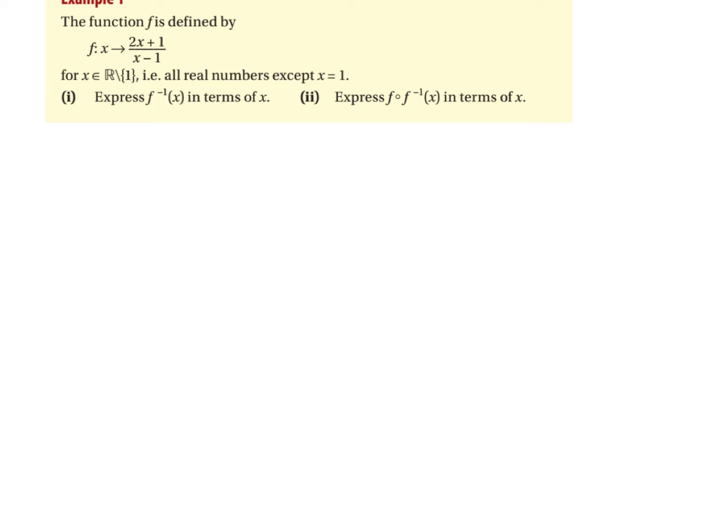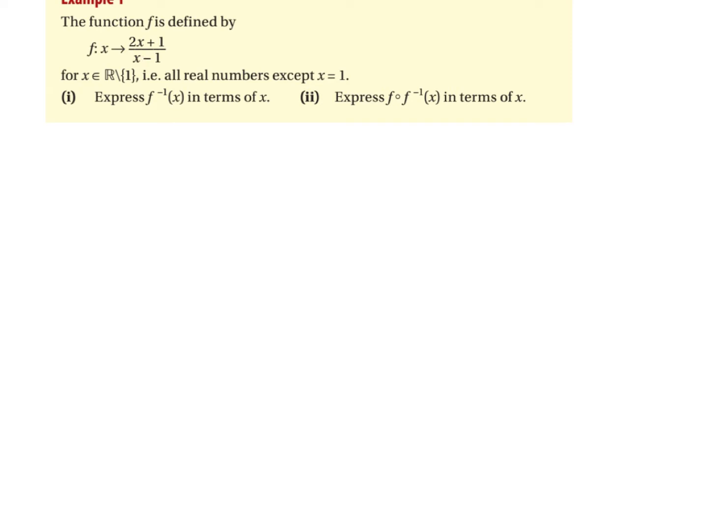So let's have a look at this example. It says that the function is defined by f of x is given by 2x plus 1 over x minus 1, and this means that x is a member of all the real numbers except 1. That's what this little slash means. If I put 1 into this, I get 1 minus 1 on the bottom, which means division by 0, and division by 0 is never a good thing in maths.